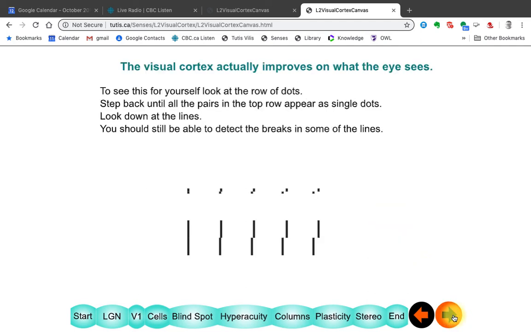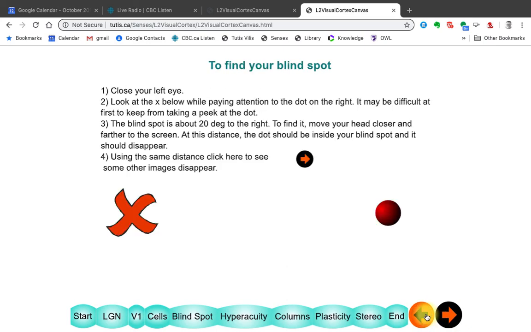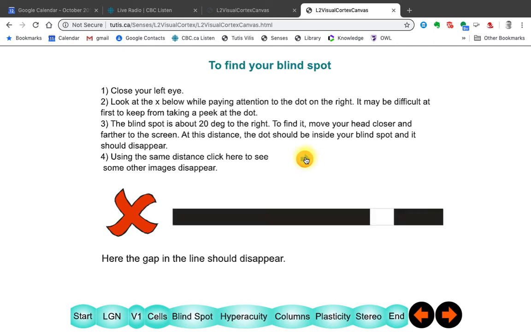Now you can try the same thing for this line. This has a break in it. And if you look at the same X, you'll see a line with no break in it.